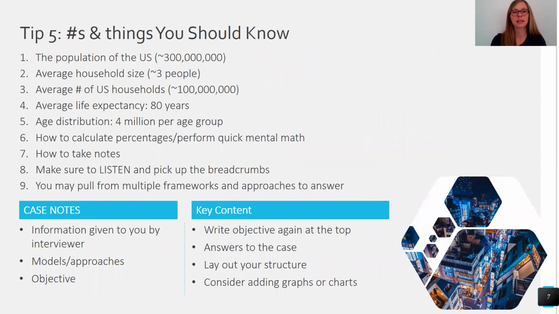A couple things that you should know numbers-wise going into a case interview. So the population of the US, about 300 million, the average household size of about 3 people, the average number of US households, roughly 100 million, average life expectancy, age distribution, so on and so forth. The key thing is you need to understand how to calculate percentages and to perform quick math. Consultants I've spoken with in the past have encouraged students to download some mental math apps on their phone just to get in the habit of quickly coming up with things without using your calculator.